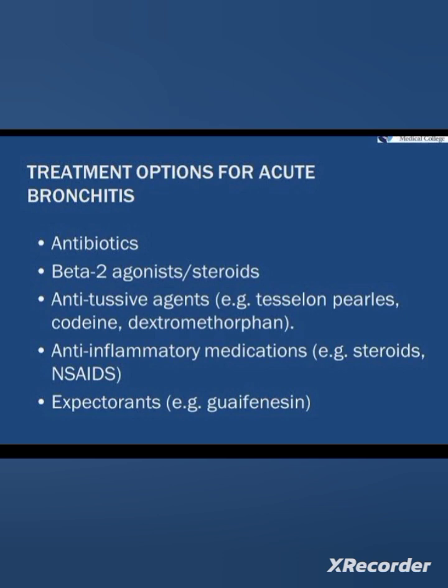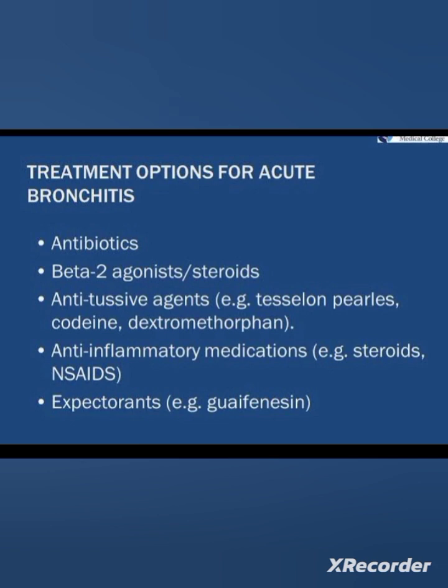In bronchitis there are two types. Acute means a sudden occurrence of inflammation of the bronchi, and chronic bronchitis means there will be excessive production of mucus in the bronchi accompanied by recurrent cough that persists at least 3 months in each consecutive year. So if there are recurrent episodes of bronchitis, that leads to chronic bronchitis.